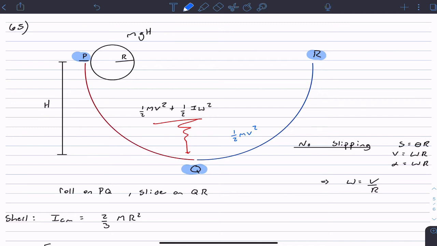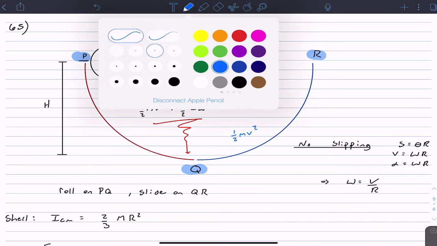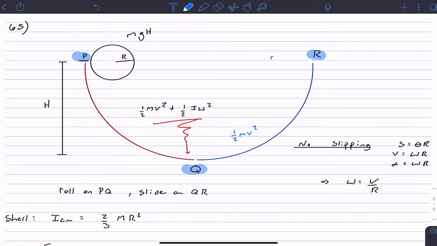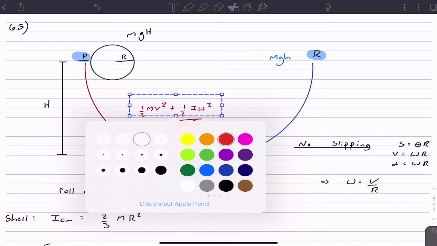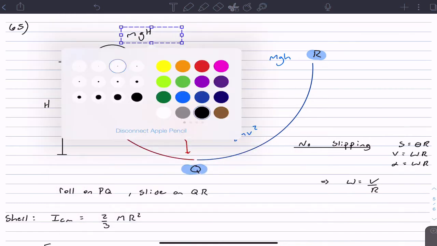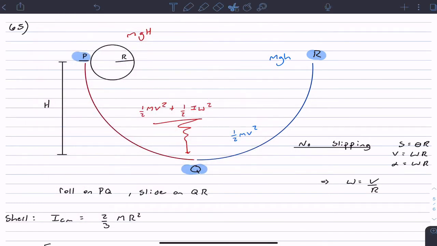Okay? And then up here we're going to have mgh. We don't know exactly how high it's going to go, but at some point it's going to reach a point up here where it has no more kinetic energy and only gravitational potential. And what we're trying to solve for is this h. So that's a pretty good start. So now let's just mark these. Okay, good. So now we can start.